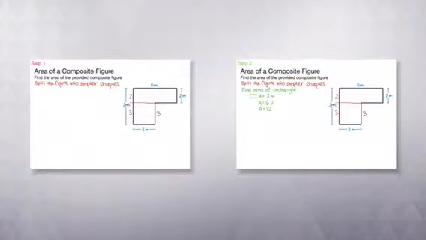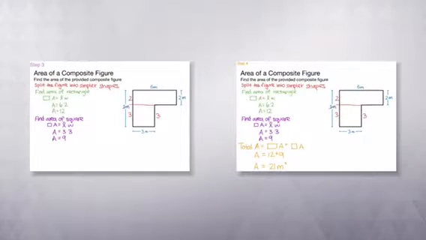Then in step 2, you have to figure out one of the shapes first. In this case, we did the rectangle first. For a rectangle, the area is length times width. So we did 6 times 2, which is equal to 12. So the area of the rectangle is 12. Then for step 3, we figure out the area of the next shape, which is the square. For a square's area, it is also length times width, which is 3 times 3. So the area of the square is 9.